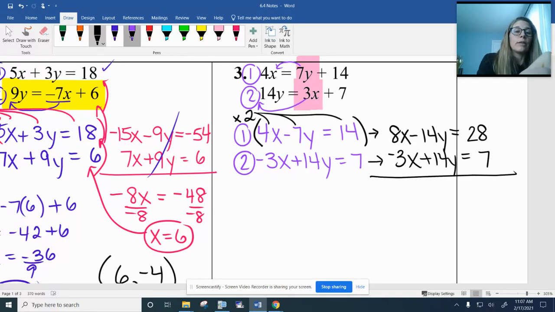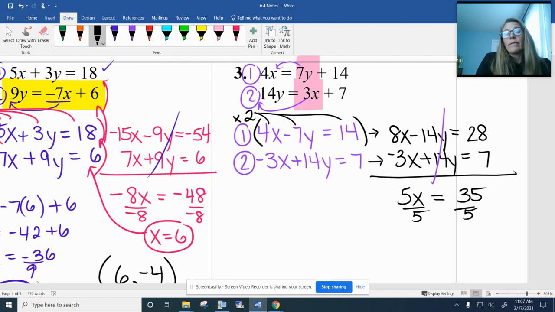Now we can add together our two equations because our y's will be eliminated. 8 minus 3 is 5x. And over here, 28 plus 7 is 35. And now I can easily divide by 5 and solve for x, getting 7.